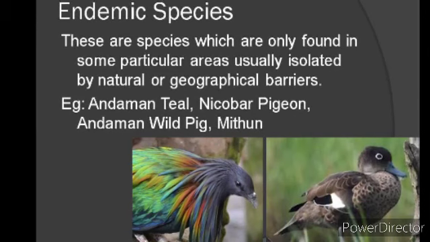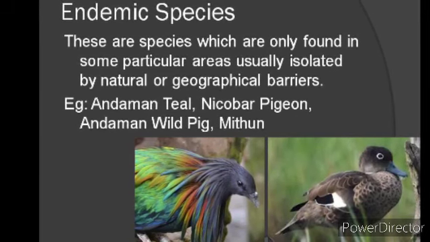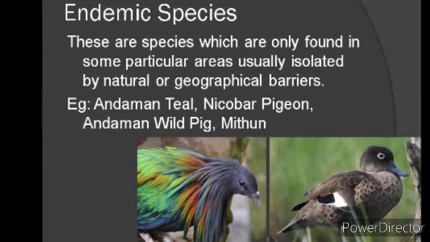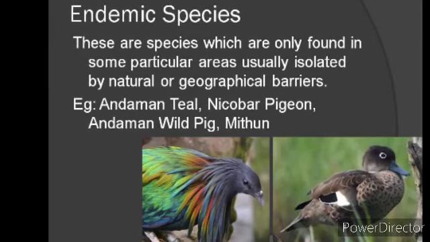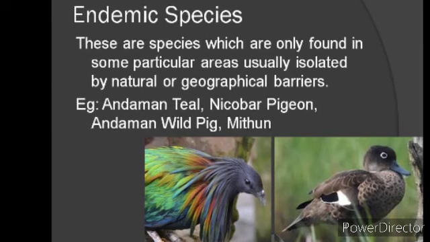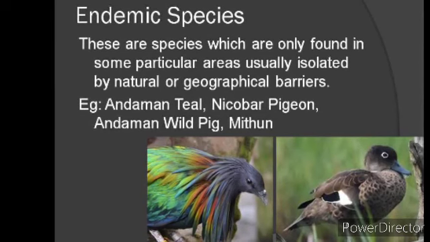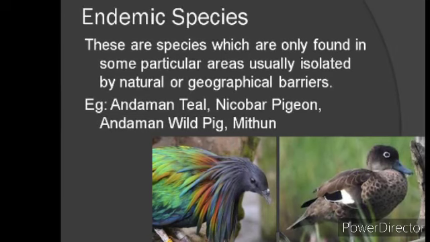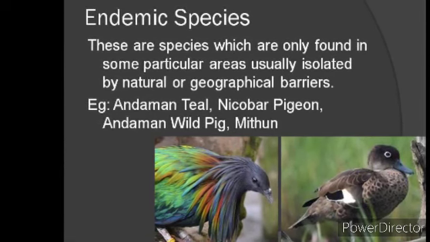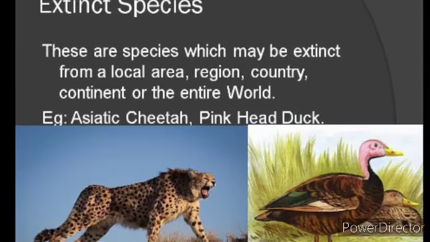For example, we have the Andaman teal, which is found only in Andaman. The Nicobar pigeon is found in Nicobar only. The Andaman wild pig. Mithun is found in Arunachal Pradesh. So these are some of the animals coming under the category of endemic species. Next one is extinct species.